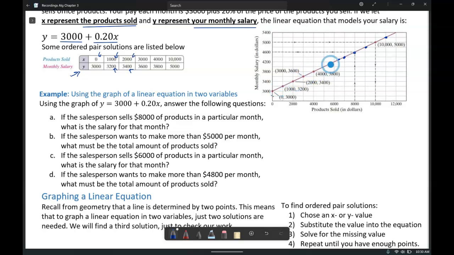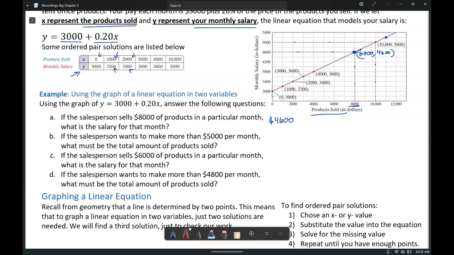So here, if a salesperson sells $8,000 of product in a particular month, what is the salary for that month? And so what we can do is look at our graph and identify $8,000 in product sold and see the corresponding ordered pair that is created by that line. And we see that 8,000 corresponds with $4,600. Therefore, when you sell $8,000 in product, you earn a revenue of $4,600 for that month.